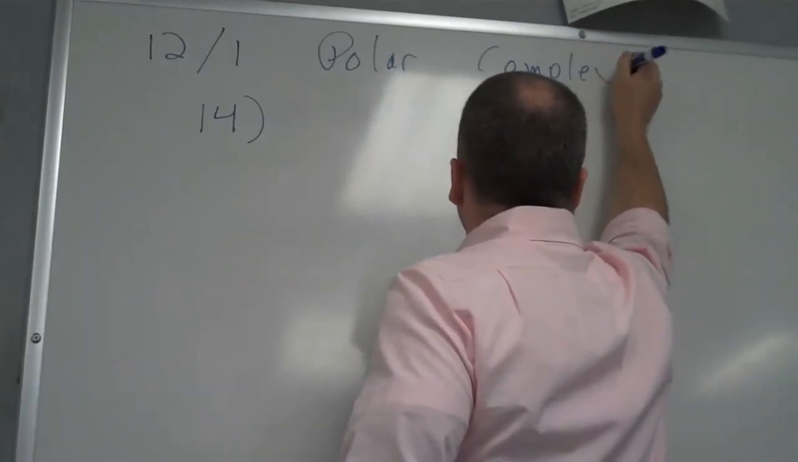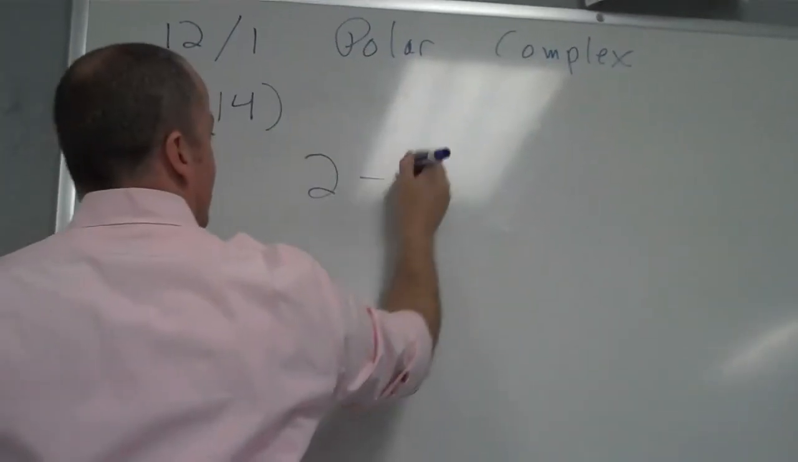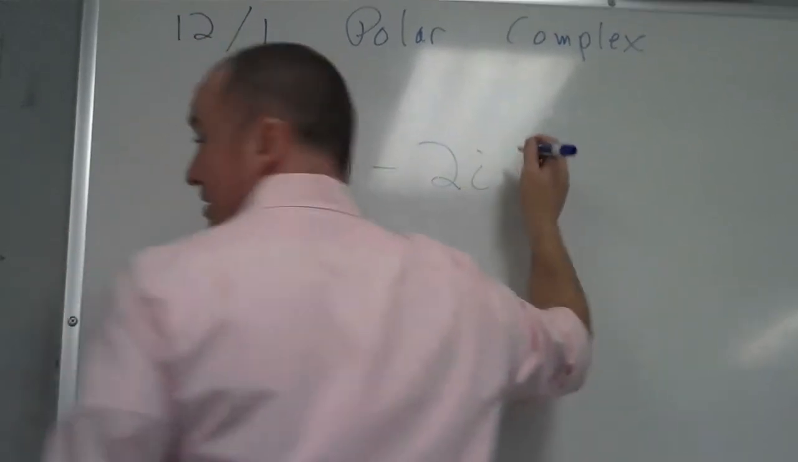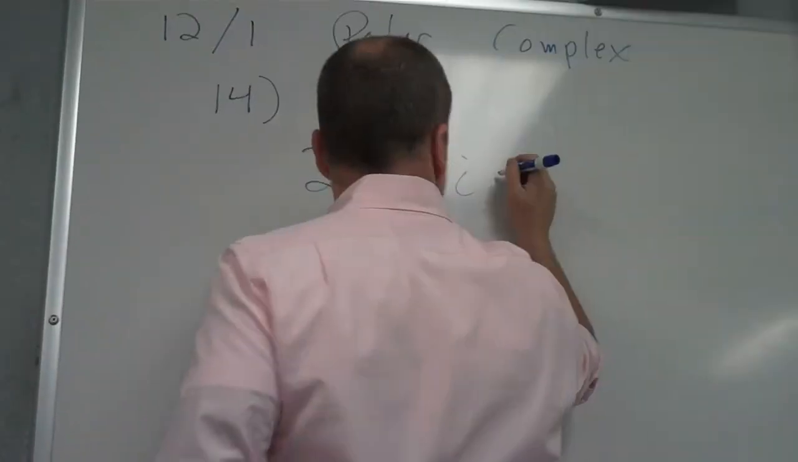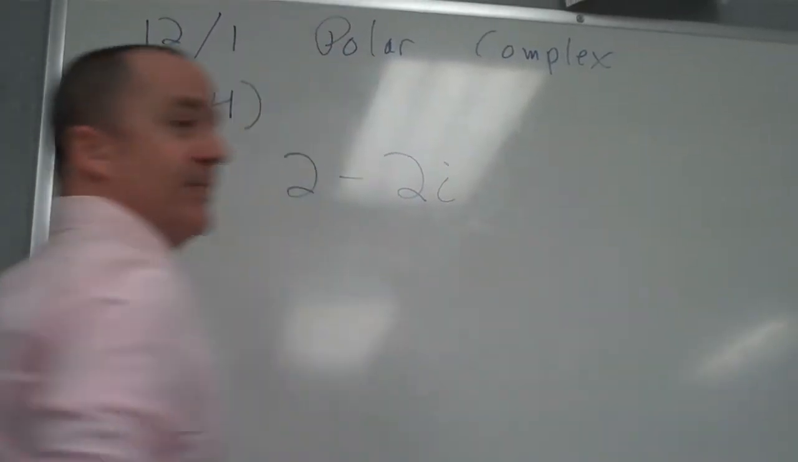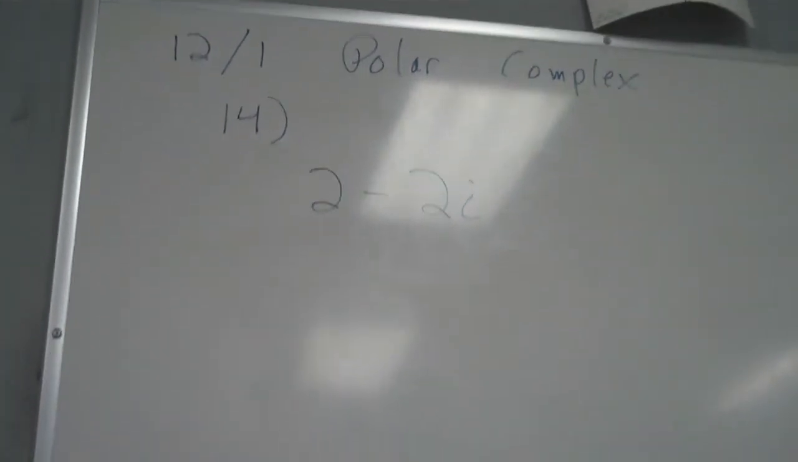Number 14, and this is polar complex. The question is: convert 2 minus 2i to polar. Okay, so 2 minus 2i.